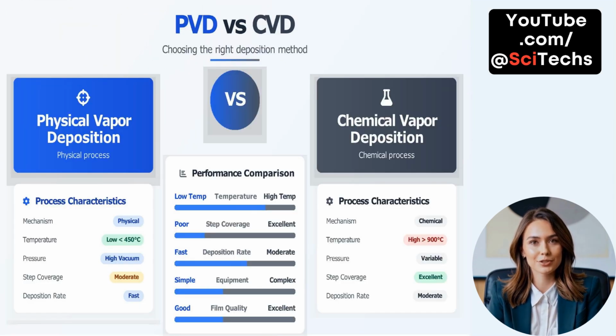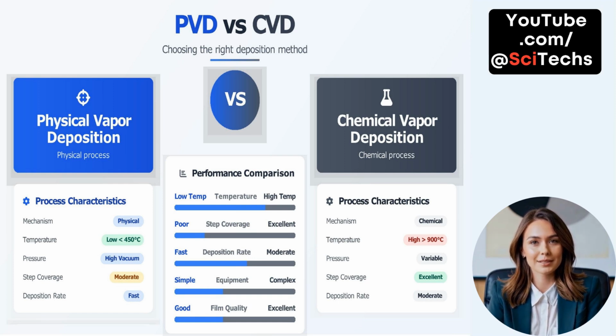PVD versus CVD. Choosing between physical vapor deposition, PVD, and chemical vapor deposition, CVD, depends on your process goals and material requirements. PVD is a physical process where material is vaporized from a solid source and deposited onto a substrate. It operates at relatively low temperatures, typically under 450 degrees C, and requires high vacuum conditions. PVD offers fast deposition rates, but provides only moderate step coverage, making it less suitable for complex geometries. It uses simpler equipment and delivers good film quality.